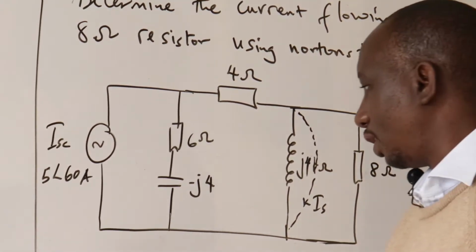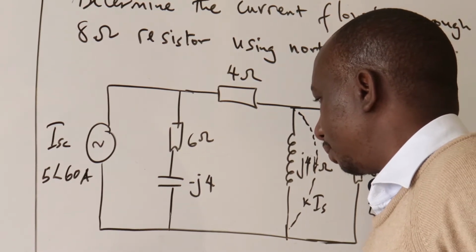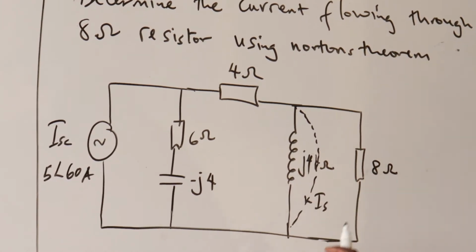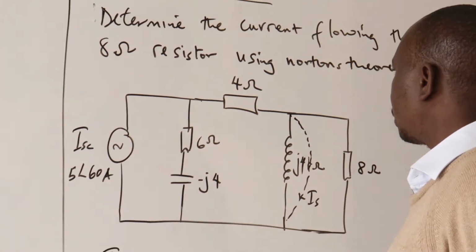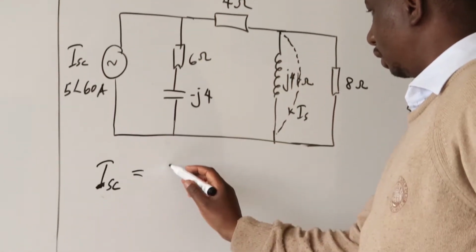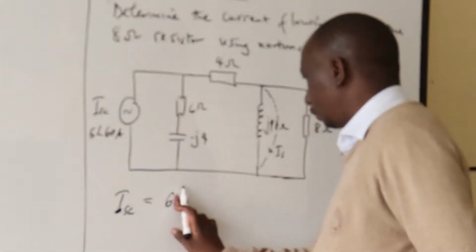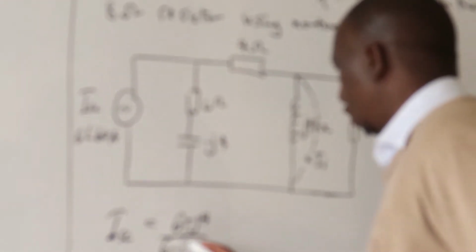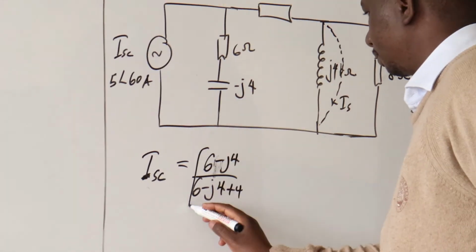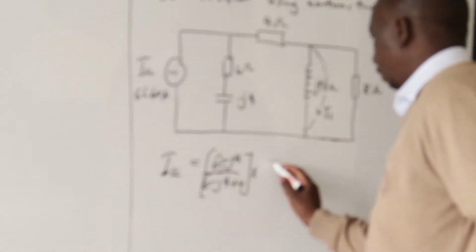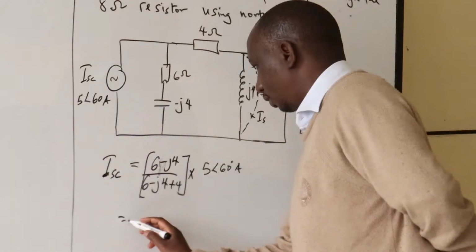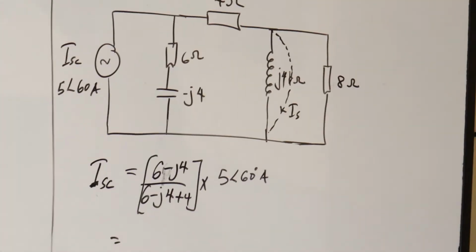And in that case, we shall have our I_SC across the load. The opposite arm is 6 minus j4, over 6 minus j4 plus 4. This is what we are going to multiply by 5, the angle is 60 degrees, amps. We change this into polar so that we can get the values directly.